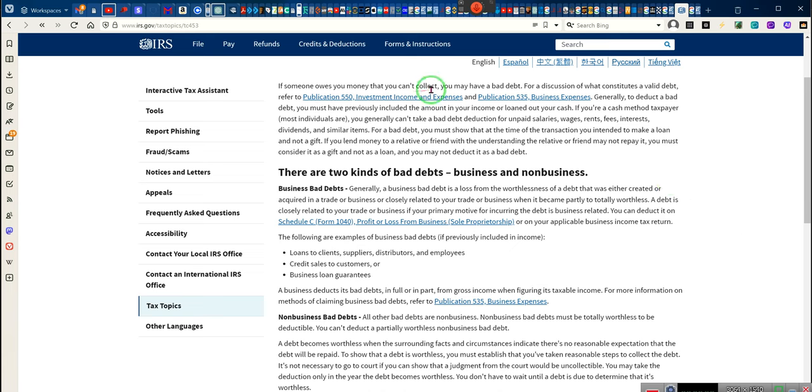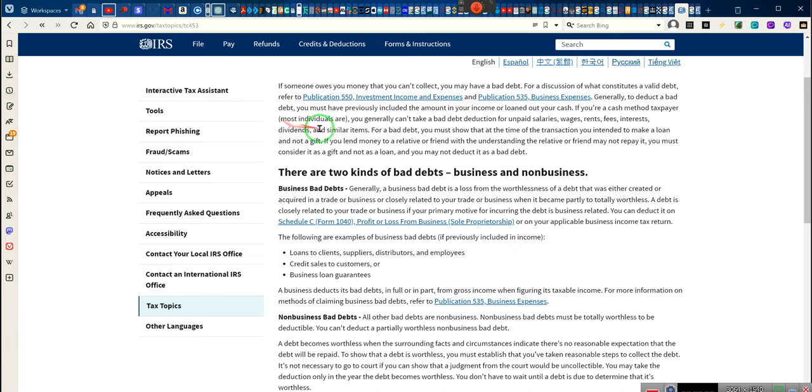If somebody owes you money and you can't collect, say the cryptocurrency person who ripped you off, they owe you money. You had an agreement. You can prove this. You have documentation. If you don't, you just create an affidavit. And you can't collect and you did not intend to give it as a gift, then pay attention. Generally, you can deduct it. Okay? Now, here's the thing.